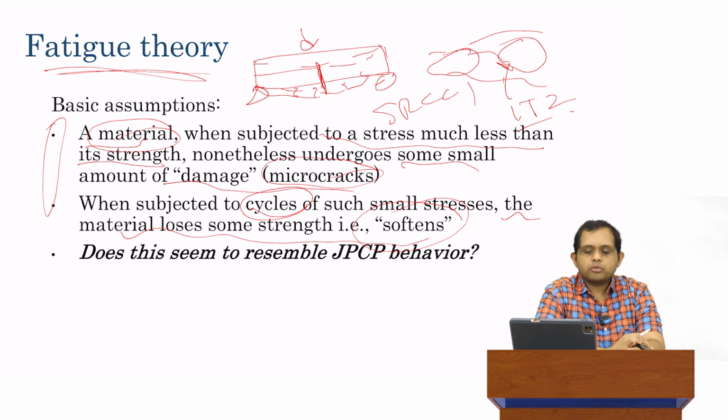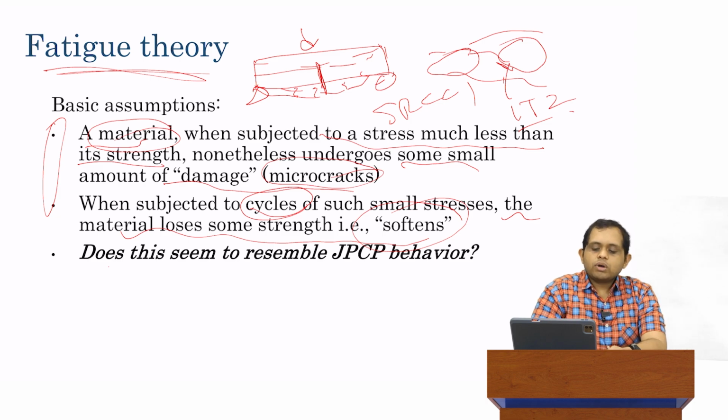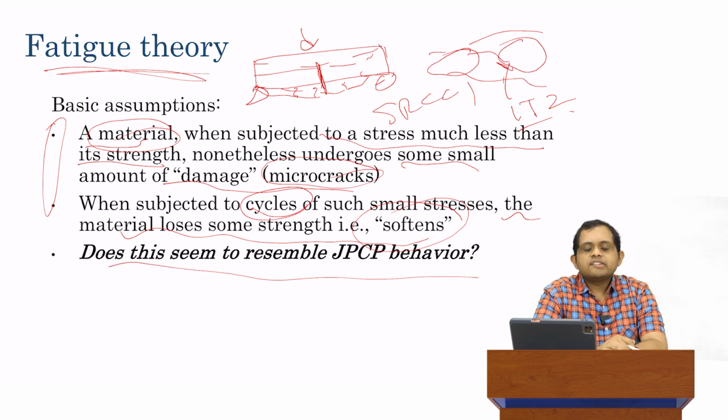That is, of course, for aluminum rods, but it is perfectly possible to use the same theory to characterize concrete as well. So one question, now that we have seen the assumptions of fatigue theory: do these assumptions resemble the behavior of JPCP? Remember, there are many theories which can be applied. When we apply a theory to a material or a structure, we have to ask ourselves, are the assumptions of our theory valid for the case for which we are applying that theory?